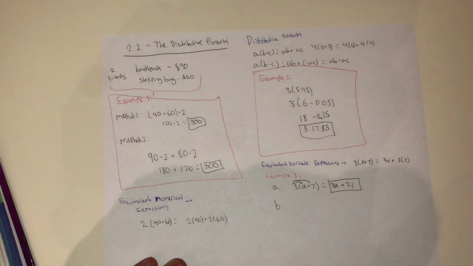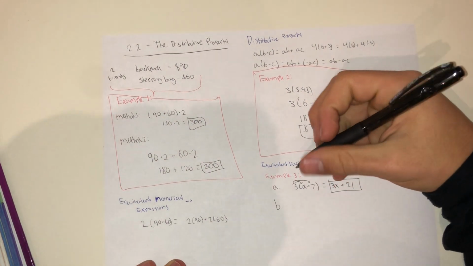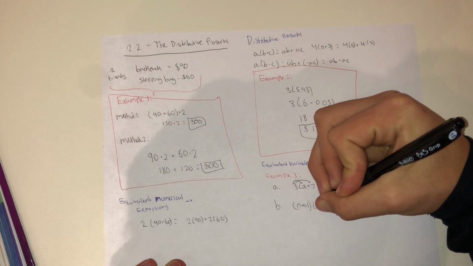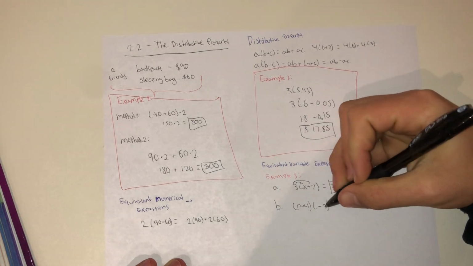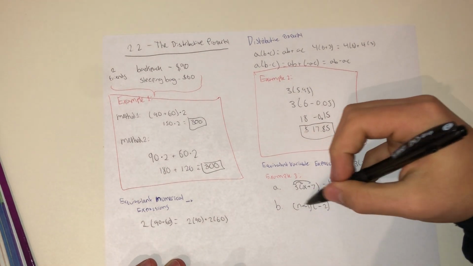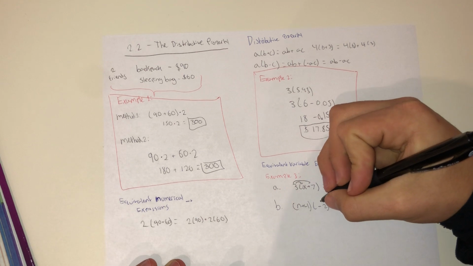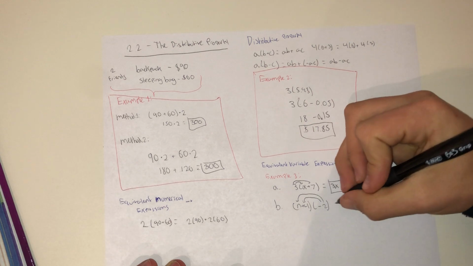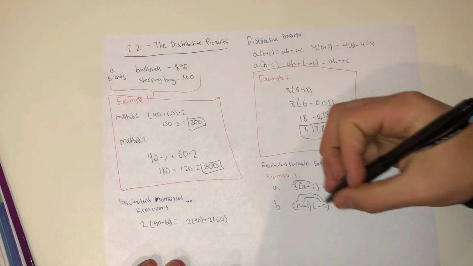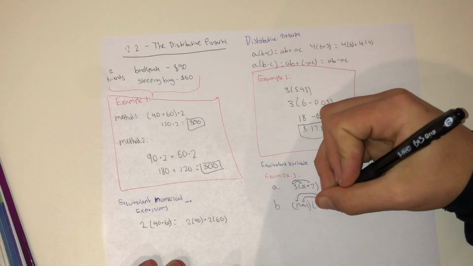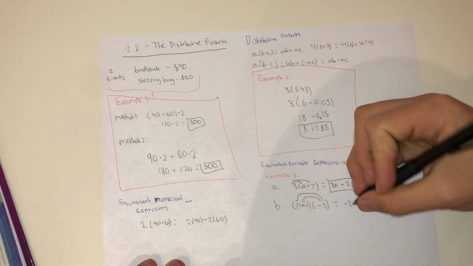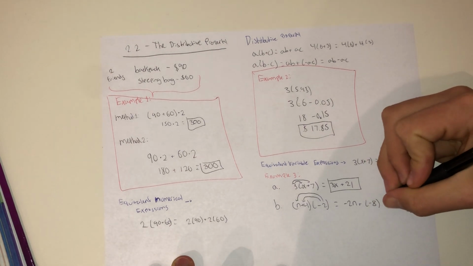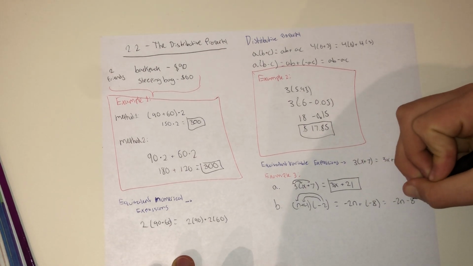B, they give us n plus 4 times negative 2. So in this case, they trick us by putting the negative 2 after this, but in reality, it's the same thing. You'd multiply negative 2 by 4 and by n. So you would get negative 2 times n, plus negative 2 times 4, which would be negative 8, which would be negative 2n minus 8.